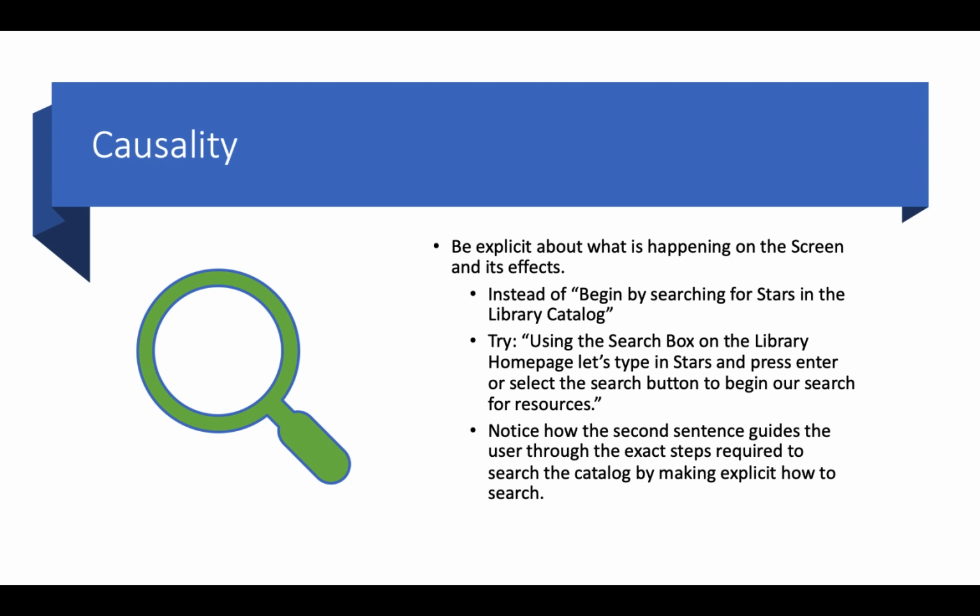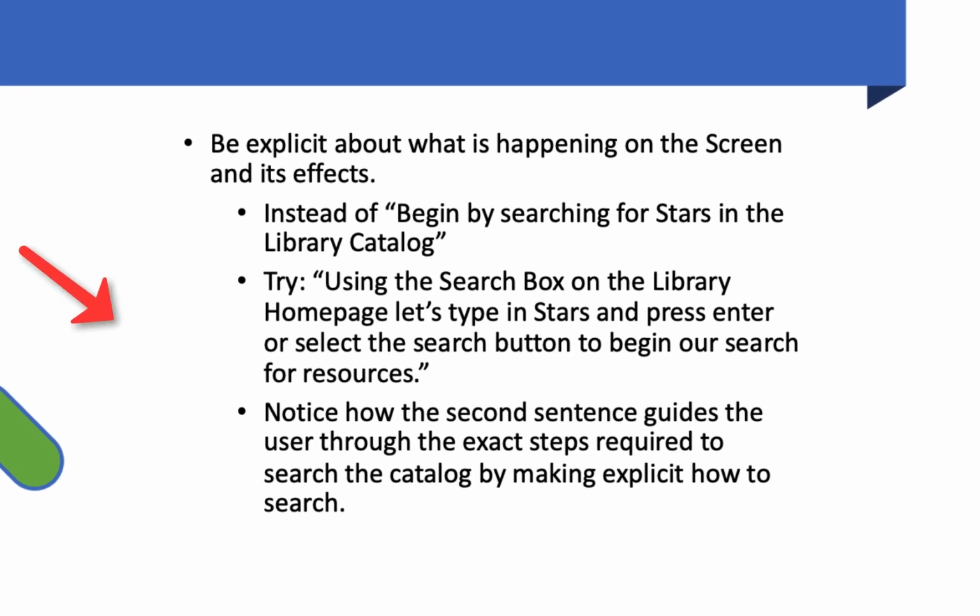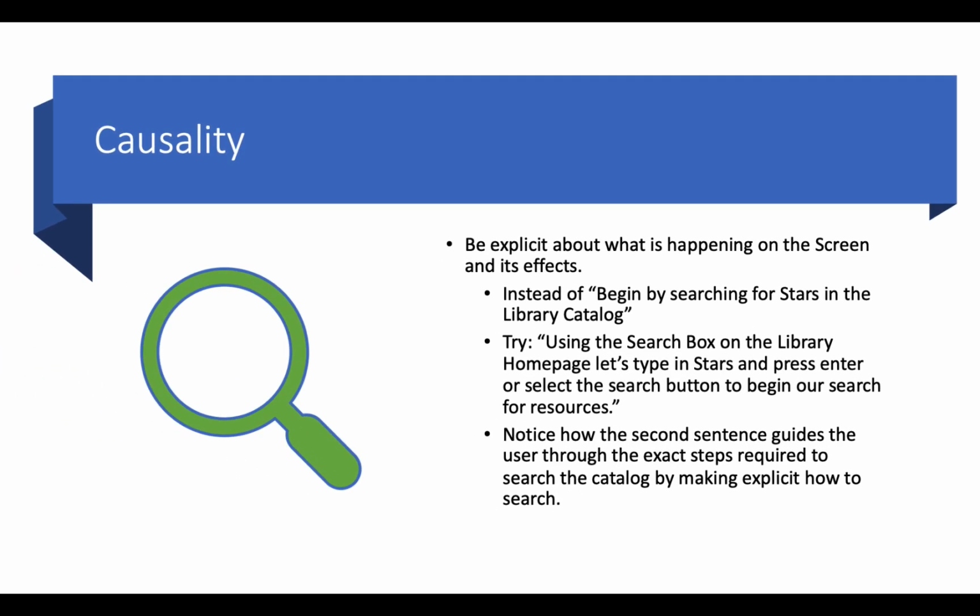Even though the first is a bit narrative-like, notice that causality is missing, and there is nothing explicit about how to actually perform the search. In the second, the sentence invites the user, together with the librarian, to search for stars using explicit instructions with causality built in. There are lots of other ways in which narrative techniques can be employed.